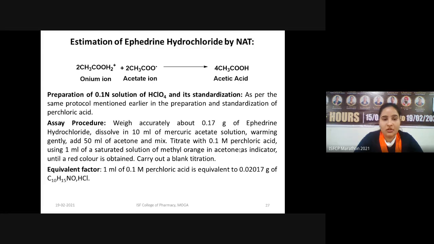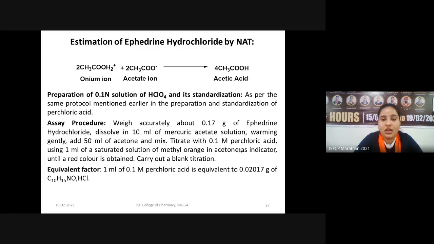After the addition of ephedrine hydrochloride and mercuric acetate solution, we will warm the mixture gently so that a homogeneous solution can be obtained. We will add 50 ml of acetone into it. Acetone here will just act as a solvent. It will not be interfering in the reaction. We will mix the solution thoroughly so that a homogeneous solution is obtained.